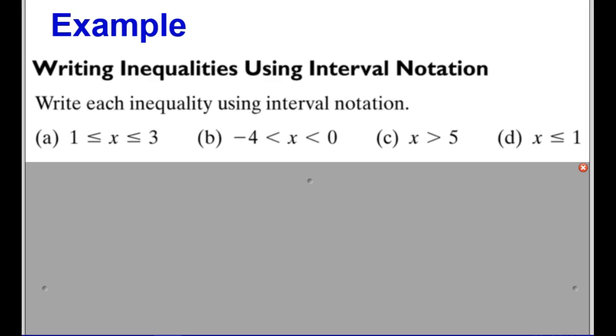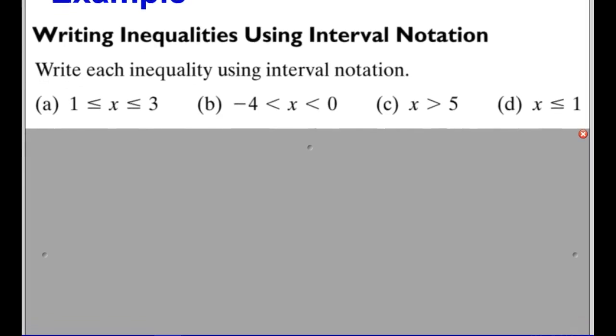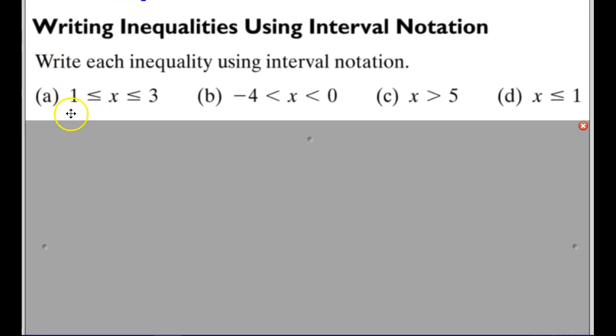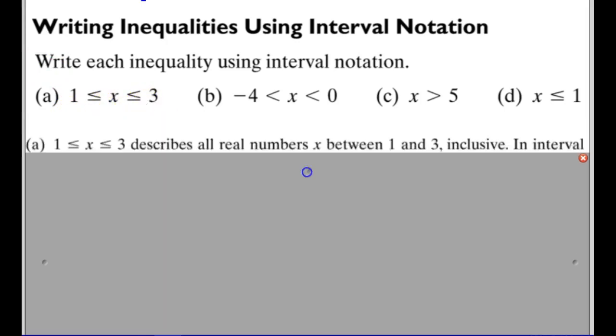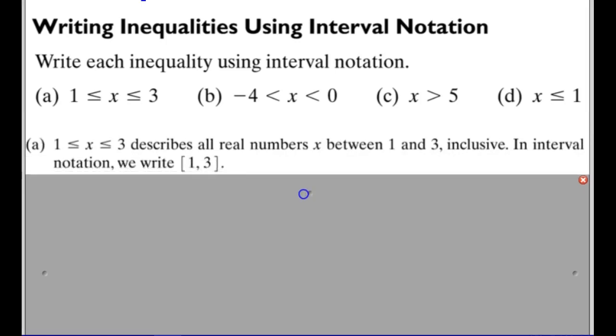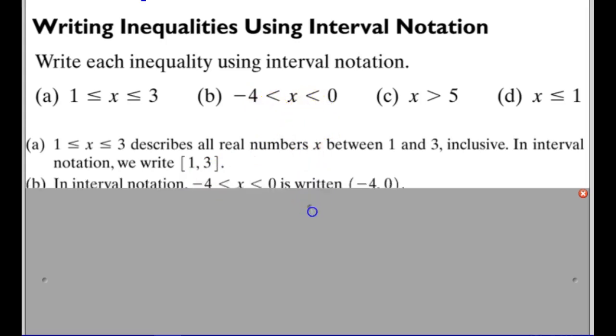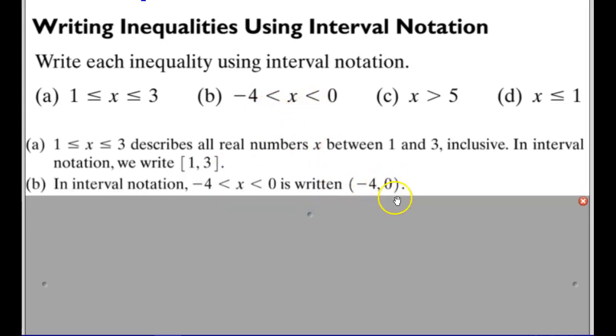Okay, so now we're just going to be writing some inequalities using that interval notation. Here I see I have 1 is less than or equal to x, which is less than or equal to 3. Since those are both equal to's, I'm going to use brackets around both of those values. So let's look at part B. I see that neither of these has the equal to, so I'm going to use parentheses for both.